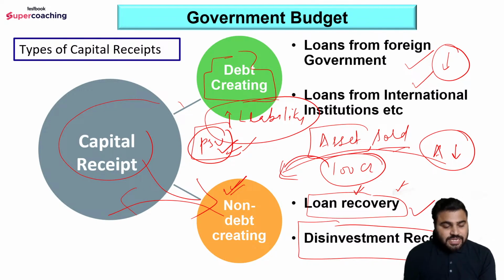Right friends, so these are the very, very important concepts that you have to understand, because when we would be discussing the deficit part, that is the fiscal deficit, revenue deficit, effective revenue deficit, primary deficit, then you need to understand this particular concept very well.